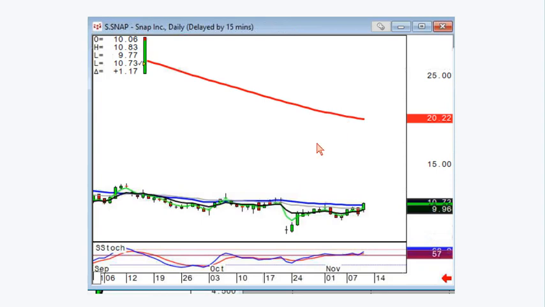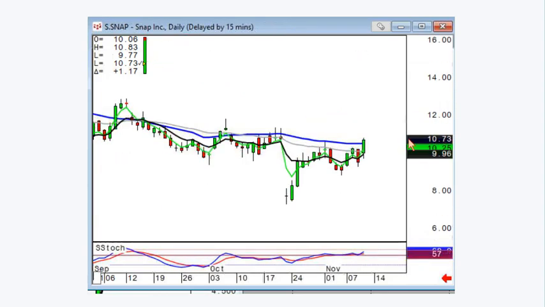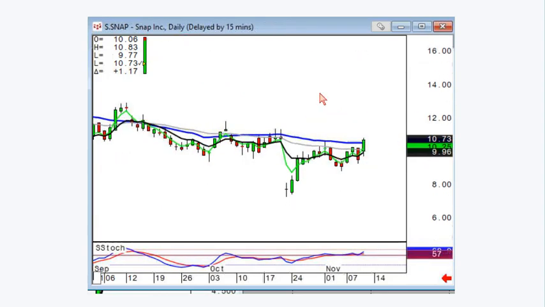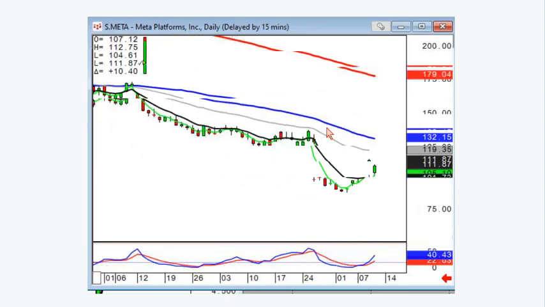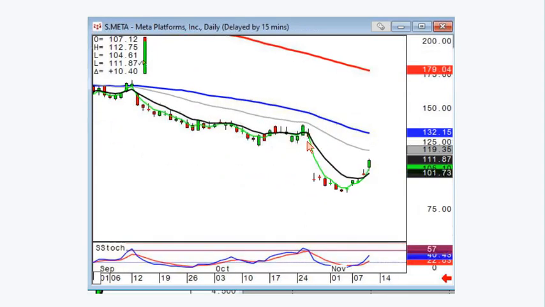Snap. And nothing wildly exciting on this one, which means I'd probably be trading something else. Meta, stay long on this one. It does have a scoop type pattern. It does have a probability of coming up here and filling the gap, which gets you pretty close to the 50.